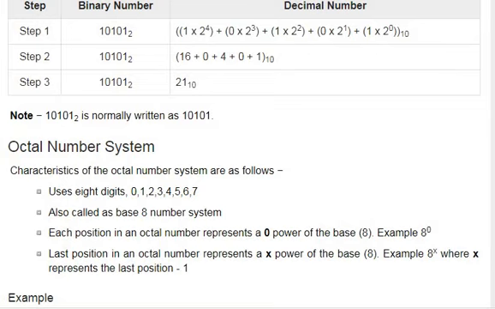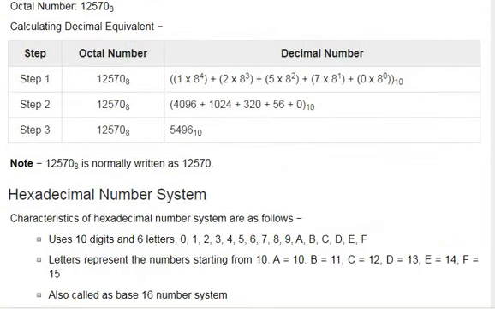So, octal number system, base 8, as I told you, a combination of numbers from 0 to 7, and the powers of the base: 8 power 0, 8 power 1, 8 power 2 and so on. So look at the octal number 12570. In binary, it is 2 power 0, 2 power 1, 2 power 2, 2 power 3, 2 power 4, and if you want a decimal equivalent, 8 power 0, 8 power 1, 8 power 2, 8 power 3, 8 power 4 and so on.